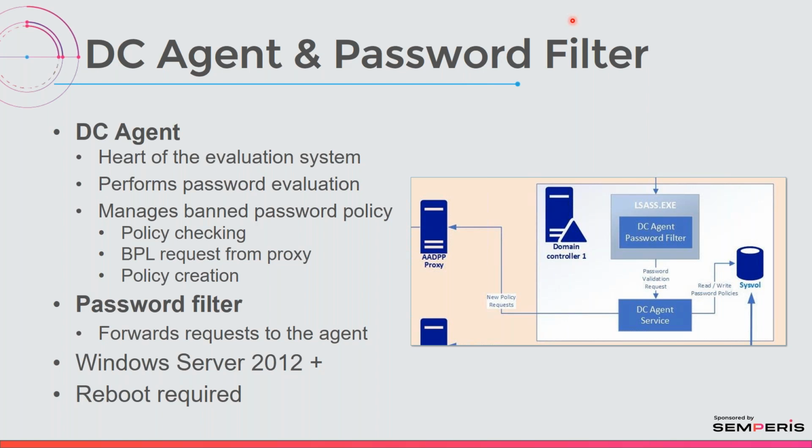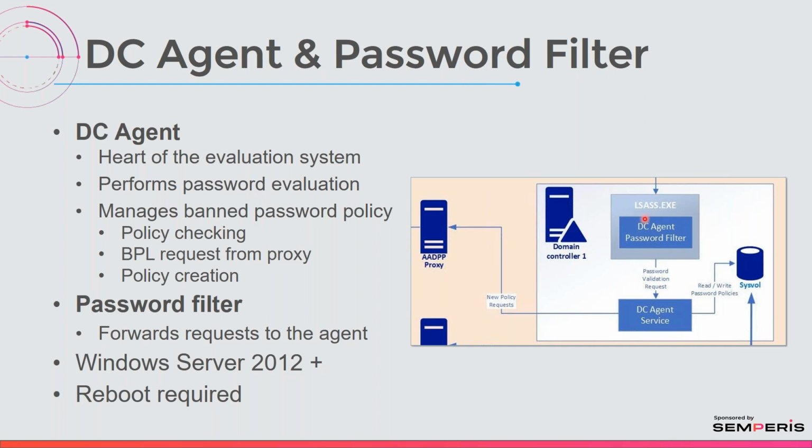Now, the domain controller agent and the password filter, this is where the heavy lifting gets done. The DC agent is really the heart of the evaluation process. It performs the common password evaluation at runtime, and in the background, it also manages the banned password policy. It checks to make sure that it has a reasonably new version of the policy. If it doesn't, it requests the banned password list from the proxy. And when it gets it from the proxy, it builds a password policy that it then puts on sysvol. So this is the DC agent service that's installed on the domain controller.